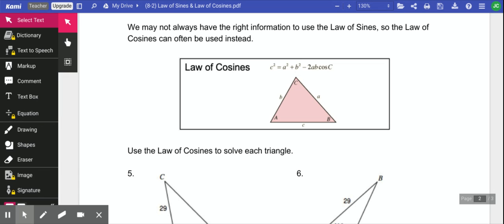In my opinion, the law of sines is easier to remember and it's easier to work with. So I always try and use law of sines first. And if I can't, then I go to law of cosines. So this is law of cosines.